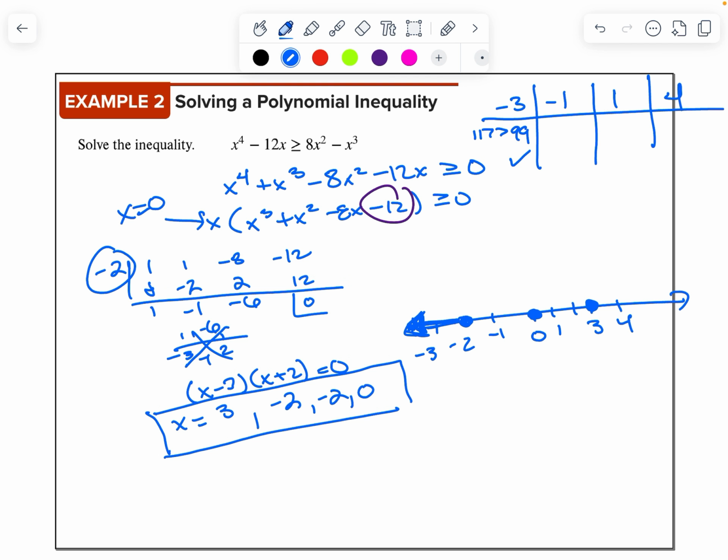All right, sub a negative 1 in. Negative 1 to the 4th plus 12 times negative 1 gives me a 13 is greater than or equal to 8 times negative 1 squared minus negative 1 cubed. That's a 9. 13 greater than or equal to 9. Yes, that's also true.